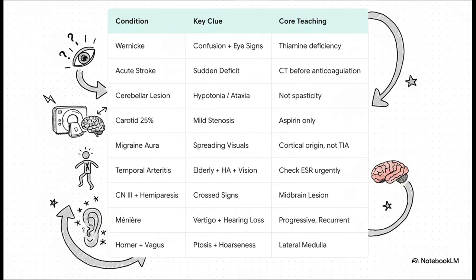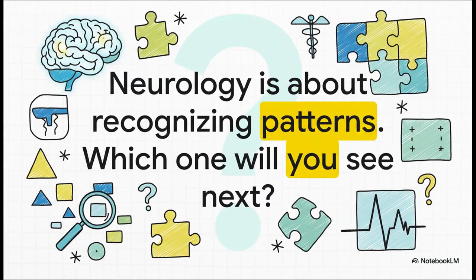Okay, let's boil it all down. Wernicke's, confusion and eye signs, no UMN signs. Acute stroke, CT before you do anything else. You see crossed signs, cranial nerve on one side, body weakness on the other. That's a brainstem lesion. Cerebellar problem, that's hypotonia, not spasticity. A slowly spreading visual aura, that's a migraine, not a TIA. An elderly person with a new headache and vision loss, get an ESR and start steroids immediately. See that combo of vertigo and hearing loss? That's Meniere's. Honestly, this slide is your whole review. Pause it, take a screenshot, whatever you need to do. This is pure gold.